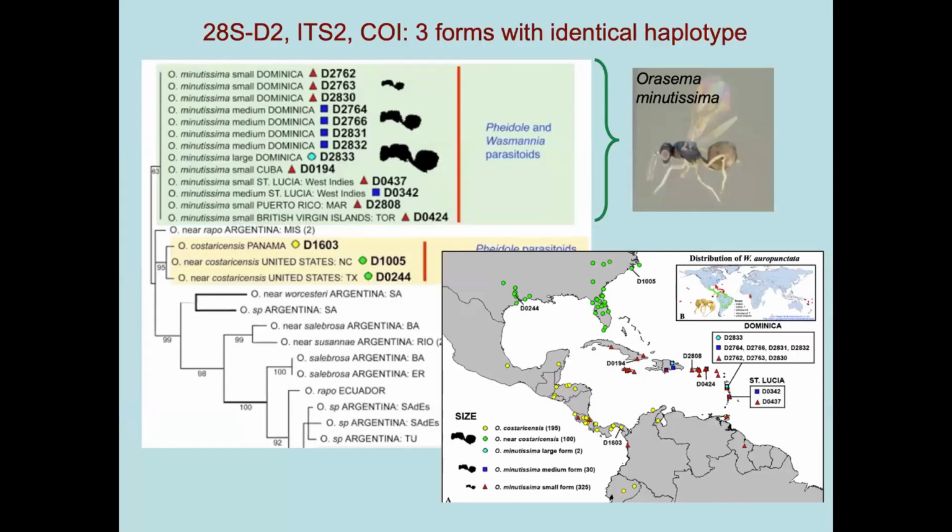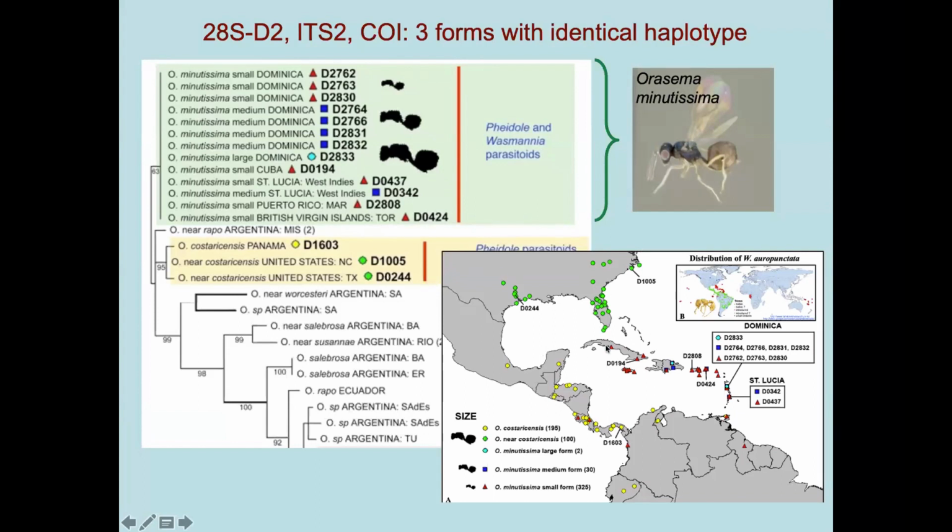These undergrads that I had in my lab started off with a sequencing project, and we started looking at Orosema minutissima, these small, medium, and large sizes over here, and they came up with identical sequence for 3 different gene regions. So it seems like everything in the Caribbean is potentially recent and potentially exactly the same haplotype within these things. And these are both Pheidole and Wasmannia parasitoids.